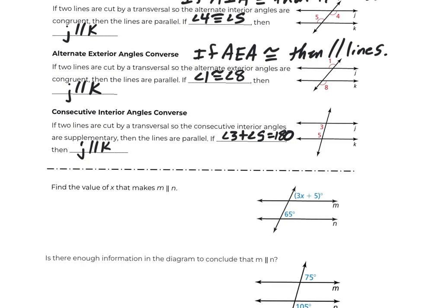Okay, so my statement here, just to shorten it down a little bit: if consecutive interior angles are supplementary, then we have parallel lines. I'm just rewriting it in a slightly different form. You don't necessarily have to write out this big long statement. We just have to have something to support what we're talking about.